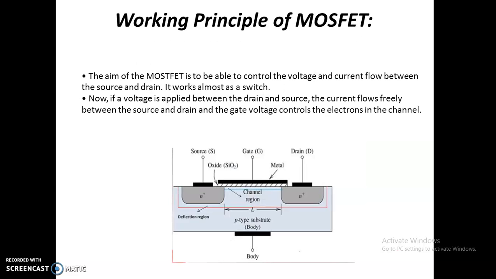What is the basic principle of MOSFET? You can see the construction that I already discussed in the last video. The aim of MOSFET is to control the voltage and current flow between the source and drain. So it works almost like a switch. Now if a voltage is applied between drain and source, current flows freely between source and drain. The gate voltage controls the electrons in the channel.